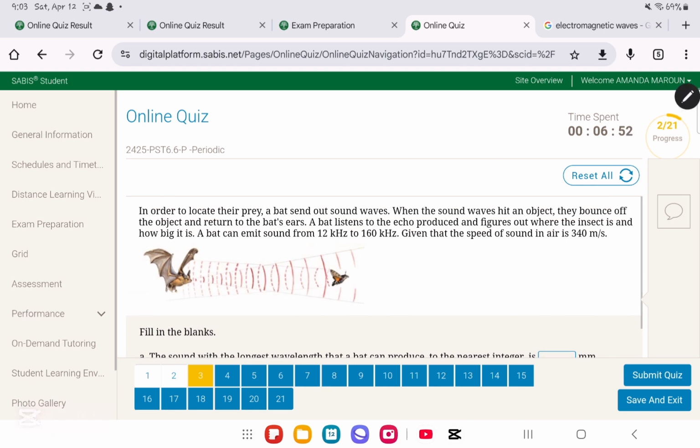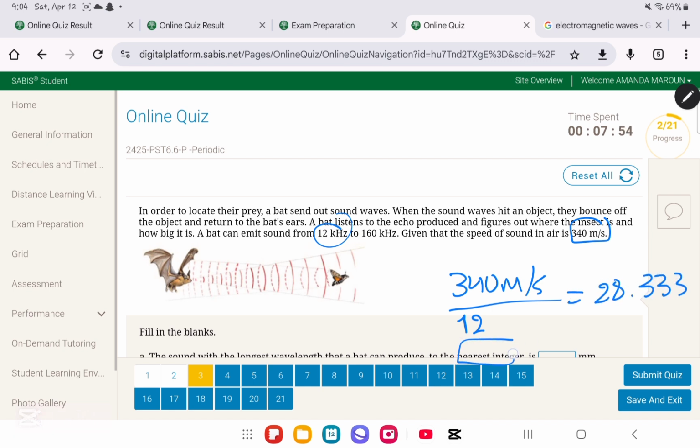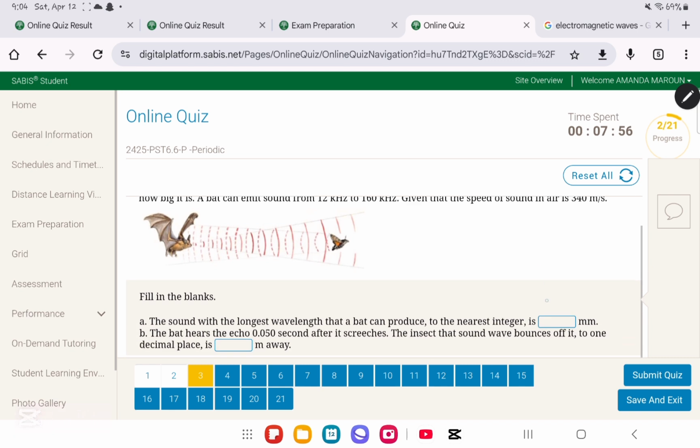Okay, to find the sound with the longest wavelength, we're going to take the speed of sound, which is 340 meters per second, and divide it by the smallest frequency. So the smallest frequency in this case, you are going to get the answer to be 28.333. They need it to the nearest integer, so you will put 28 millimeters.